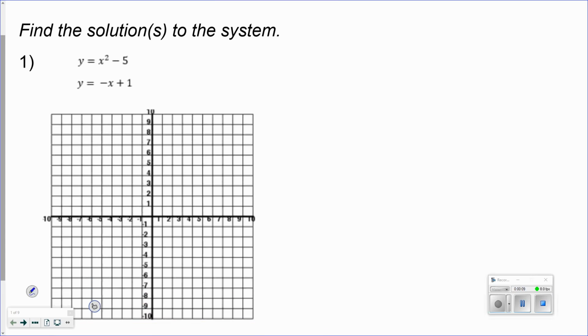So check it. They want us to find the solutions to the system, so we're going to graph it. The first one is a quadratic, so we would want the vertex, which is (0, 5). I'm going to plot the vertex, and then you can put this in your calculator and find points, unless you remember the pattern, which is 1, 3, 5. So from the vertex, we go up 1 over 1, then up 3 over 1, and then up 5 and over 1.